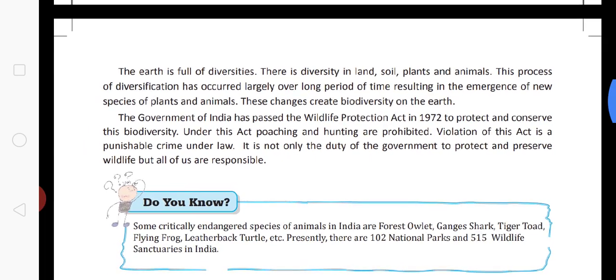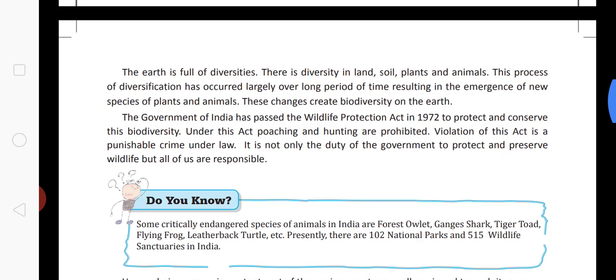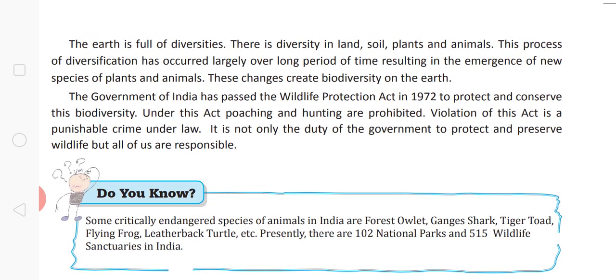Under this act, poaching and hunting are prohibited. If anybody is found poaching or hunting, they are penalized. Violation of this act is a punishable crime under law. It is not only the duty of the government to protect and preserve wildlife, but all of us are responsible. It is our duty also to protect the plants and animals, because these are important parts of the ecosystem.